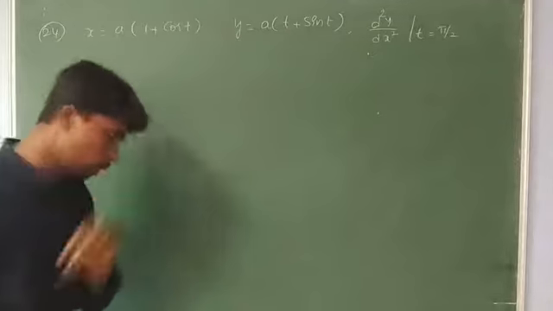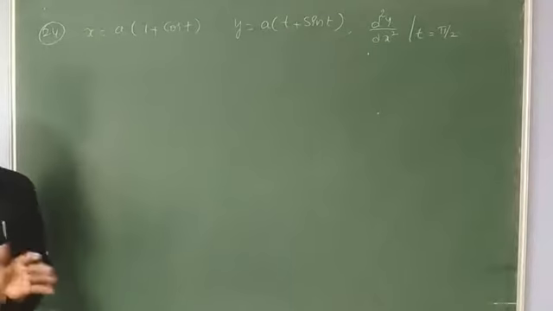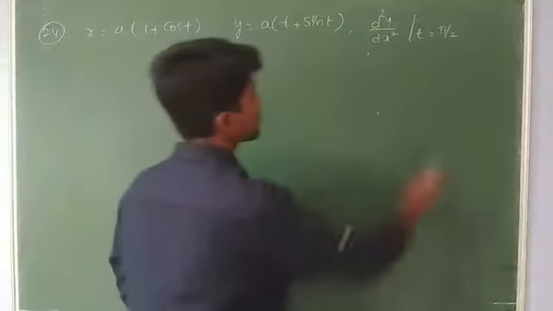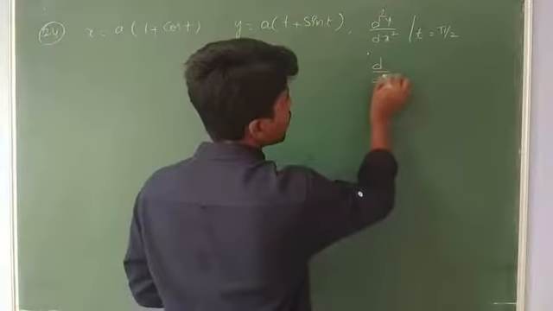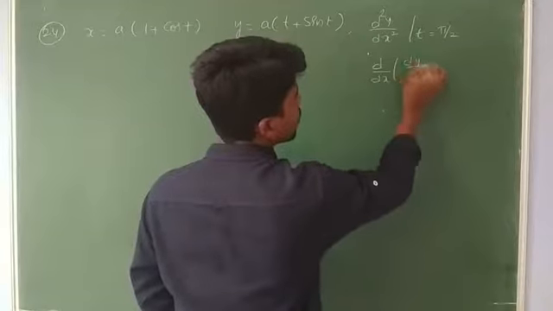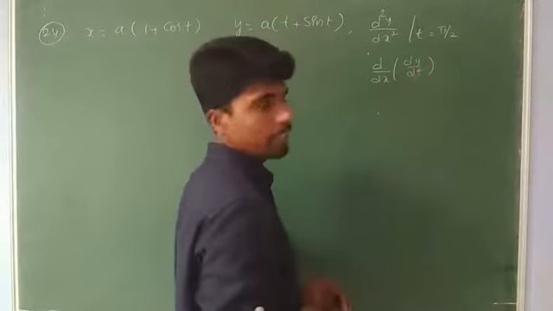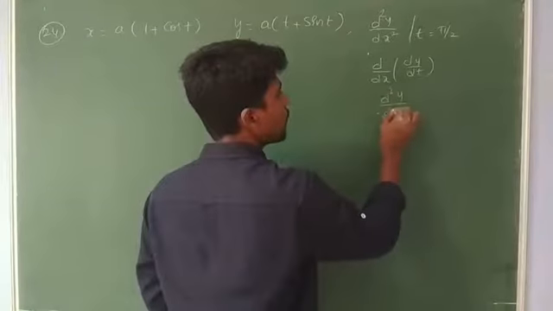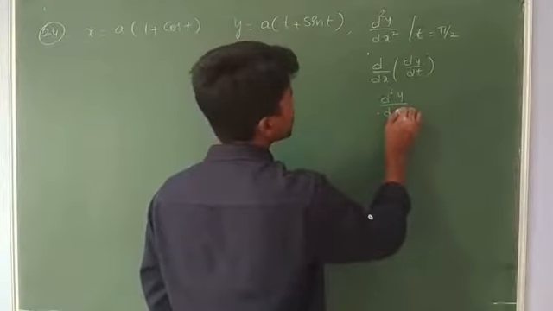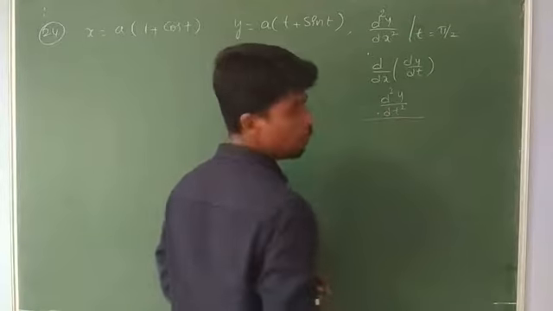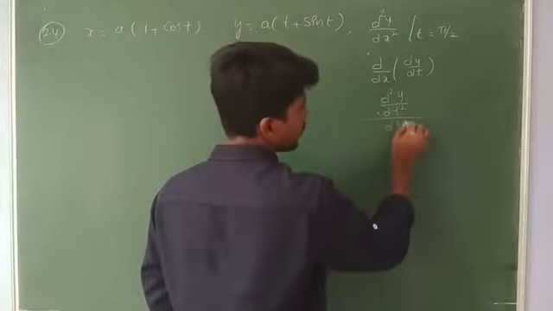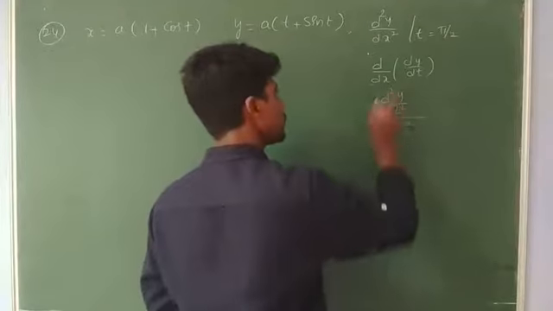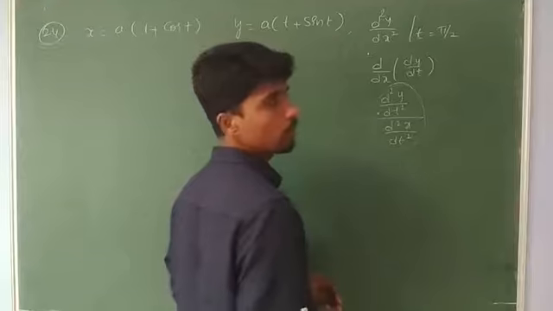See, while doing these problems, be careful. d square y by dx square represents d by dx of dy by dx, which does not equal d square y by dt square whole divided by d square x by dt square. So both notations are not the same. We should not go for this particular way.